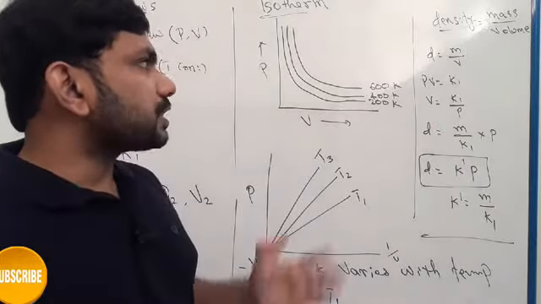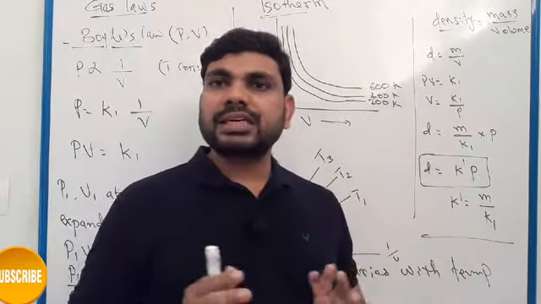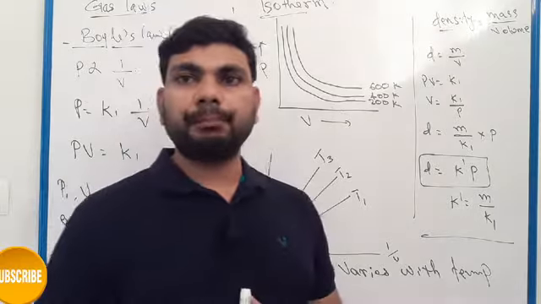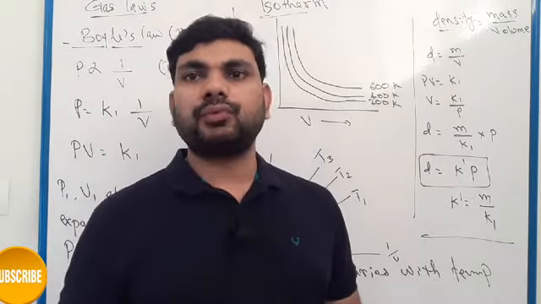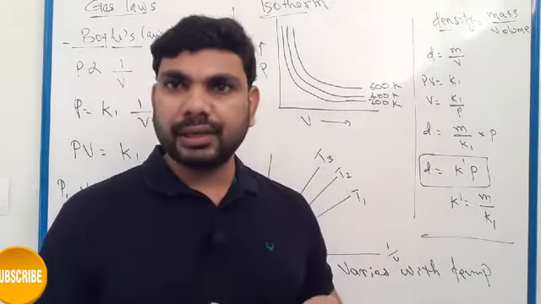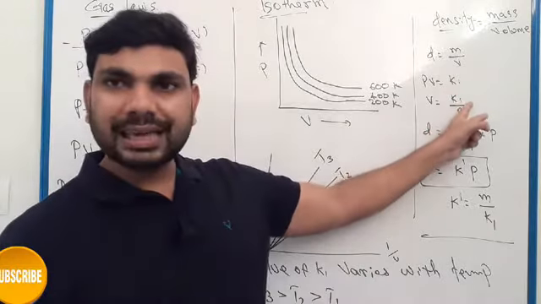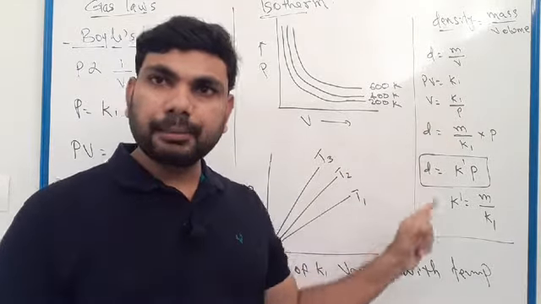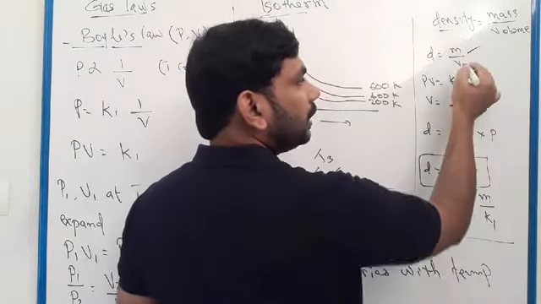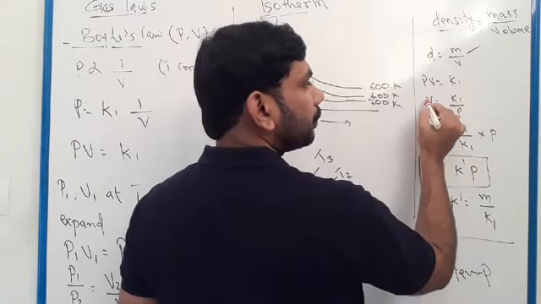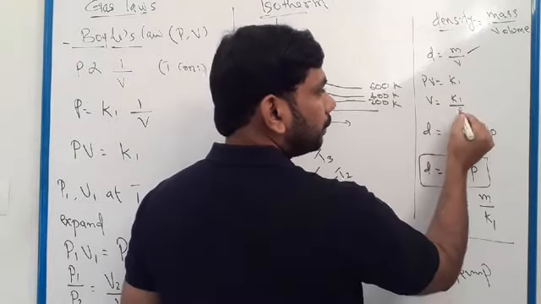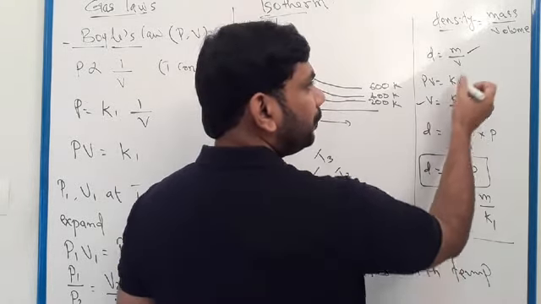Okay, so the last part of Boyle's law we have to discuss is related to density. We know density means mass per unit volume, the mass of a substance in unit volume. So density is equal to m by V. We know PV equal to constant K1, so V equal to K1 divided by P. Substitute this value of V into the density equation.